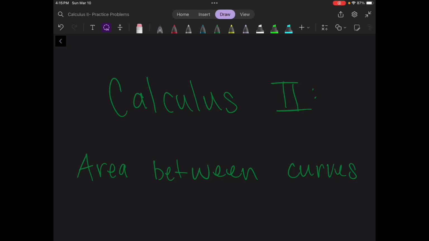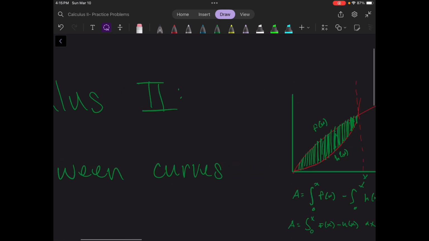Today we're doing some more Calculus 2 practice problems, focusing on area between curves. So finally we have started applications of integration. We just did all of the heavy integration in the past 7 videos, and now we're doing applications.